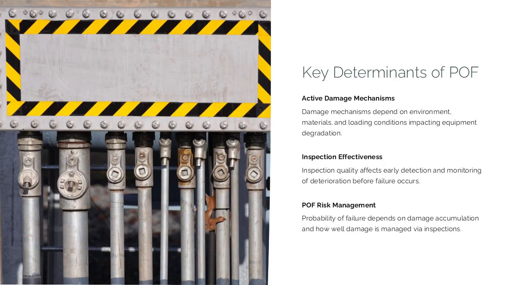Two primary factors determine probability of failure: the active damage mechanisms affecting the equipment and the effectiveness of inspections in detecting and monitoring those mechanisms. Damage mechanisms and degradation rates are driven by operating environment, materials of construction, and loading conditions. Inspection effectiveness determines how well deterioration is identified before failure occurs.